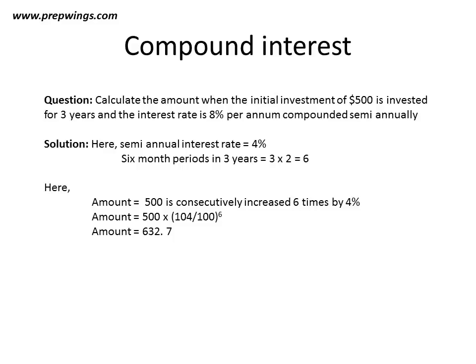So the amount will be 500 consecutively increased 6 times by 4%. Okay, so the amount will be 500 into (104/100) raised to 6, because 104/100 will be multiplied 6 times. Okay, because it's a consecutive percent increase. So the final amount will be $632.7. Okay, so this is how we tackle it if the compounding is not annual.